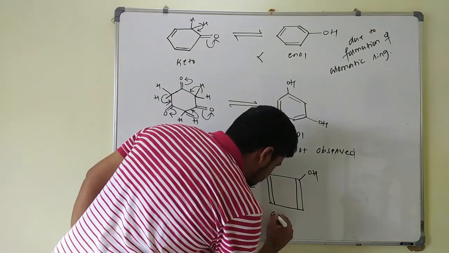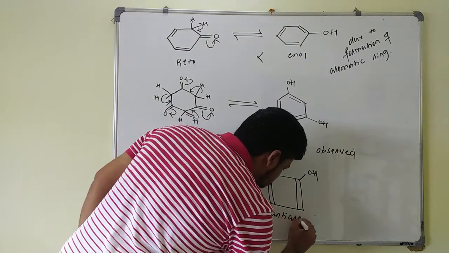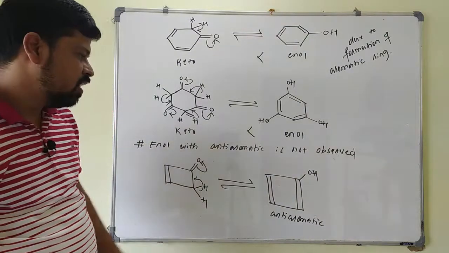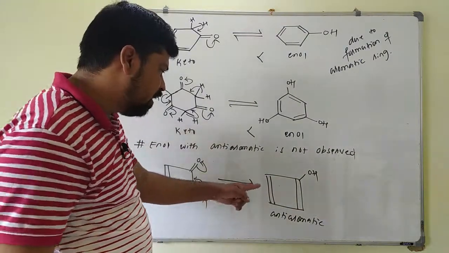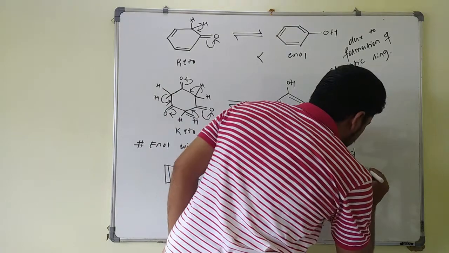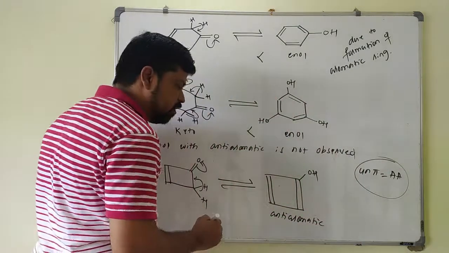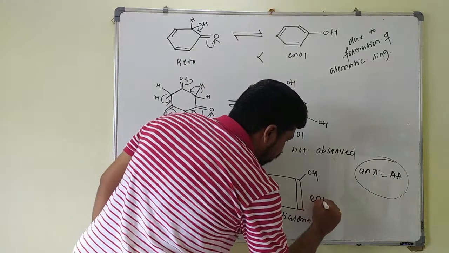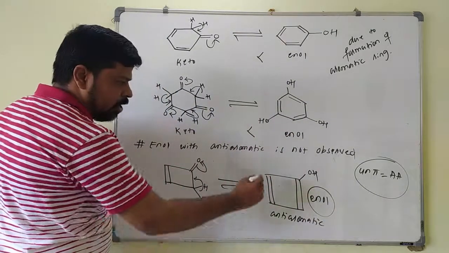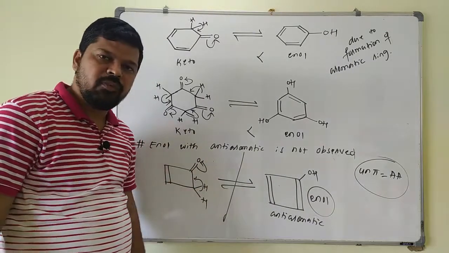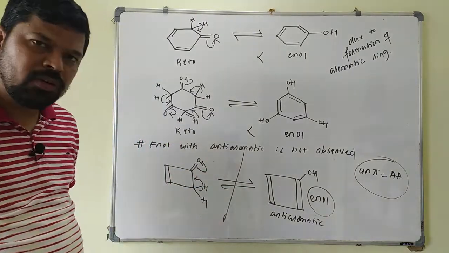Since it is anti-aromatic, this aromatic, anti-aromatic and non-aromatic we will discuss in detail in hydrocarbons. For the time being, it has 4 electrons, which means it will be anti-aromatic. Always keep in mind, the enol form with anti-aromatic is not observed. So in this case the enol form is not observed. The keto form will be more stable here.